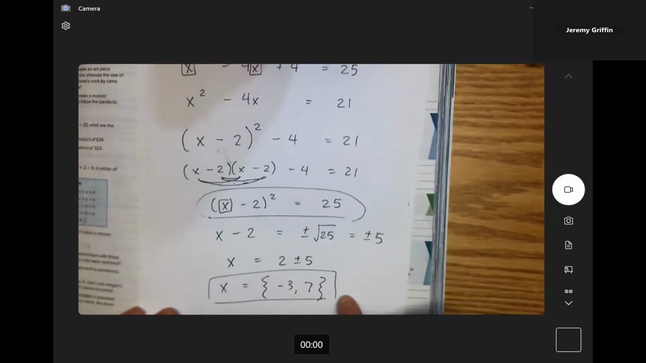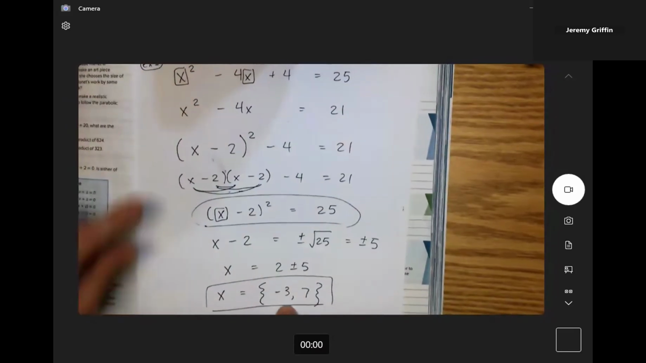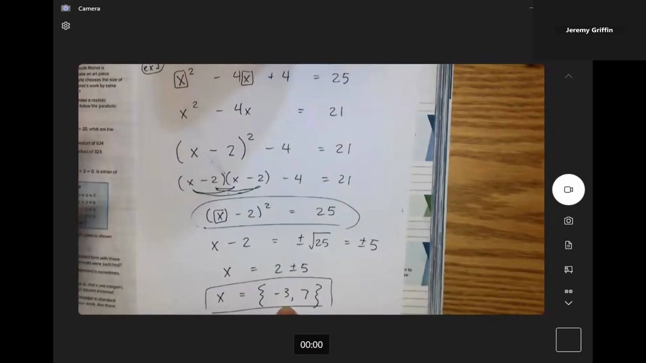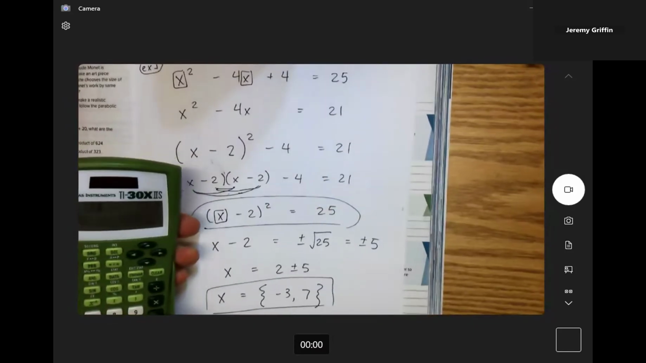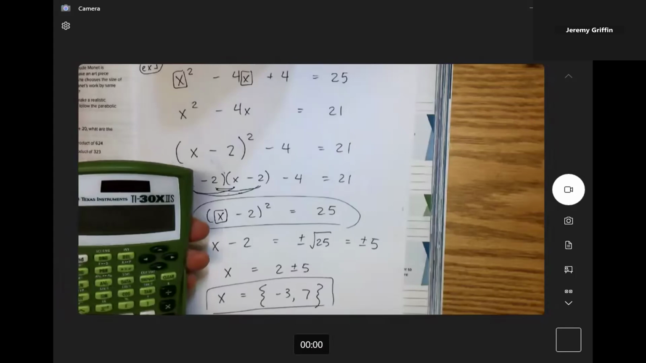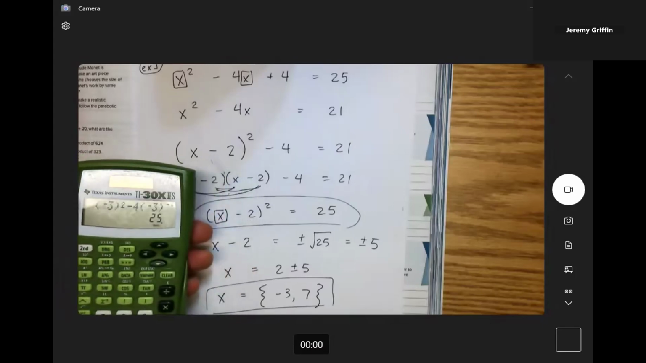Okay? And just to show you this works, if you take either of these answers and plug it back into the original statement, you should get something equal to 25. Let's see if that's true. If I do negative 3 squared minus 4 times negative 3 plus 4, I should get 25. Oh yeah, 25.